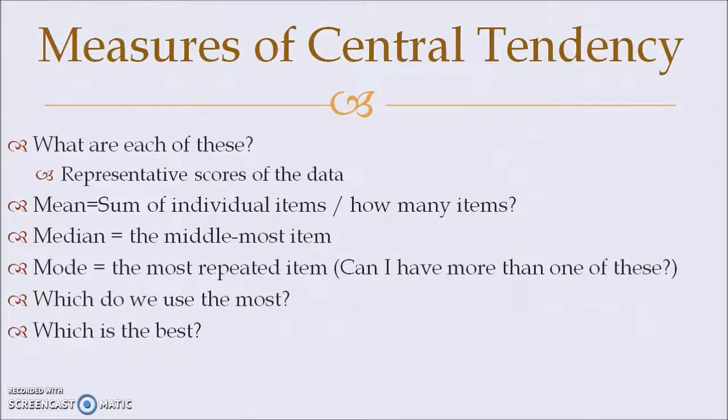So what are my measures of central tendency? Those are the representative scores of the data. I can have lots and lots of numbers, but how do I interpret the data? Using these things: mean, median, mode. Mean is the average. You add up the items and divide by how many items there are. Median is the middlemost. Mode is the most repeated. I'm going to come back to this slide, but let me go to the next slide.